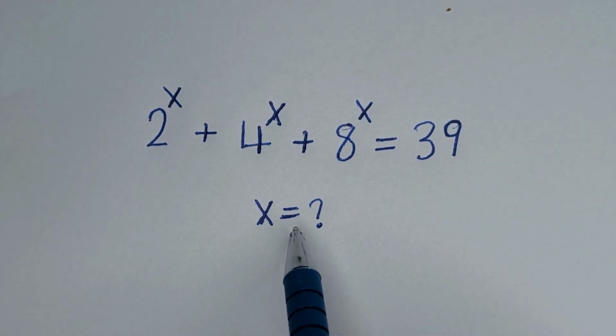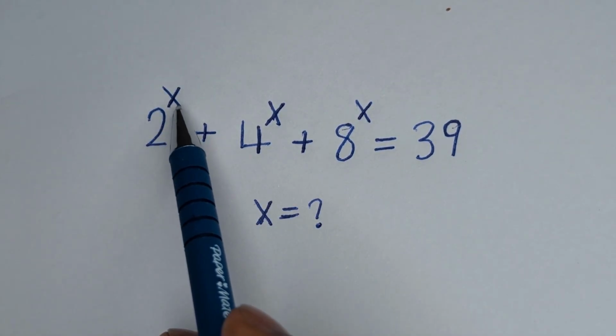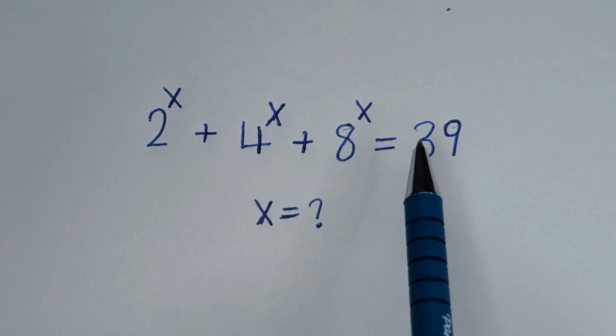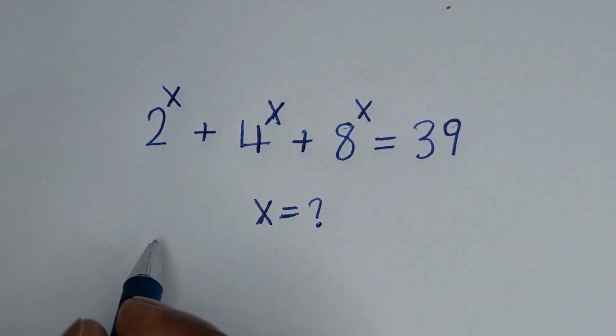Hello, how to solve for x in this equation: 2 raised to power x plus 4 raised to power x plus 8 raised to power x is equal to 39. Solution.